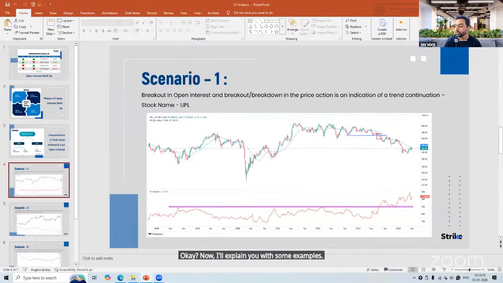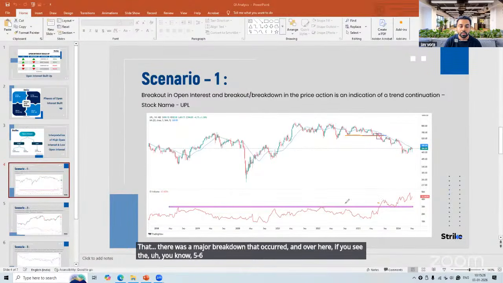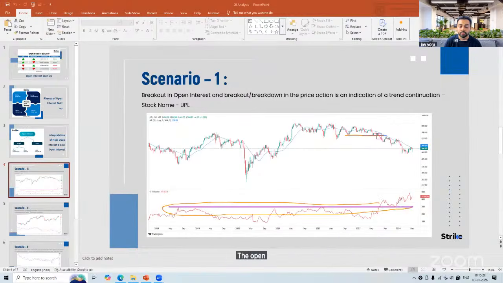So see, over here you can see that there was a major breakdown that occurred, and over here, if you see the 5-6 years of data, the open interest was very high.